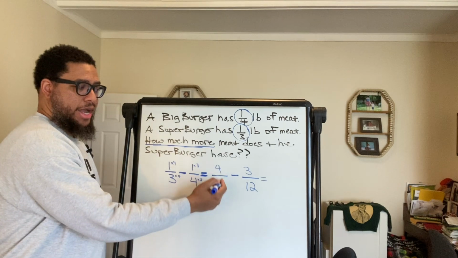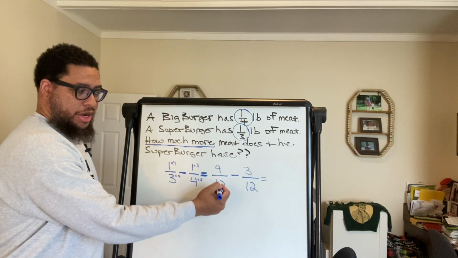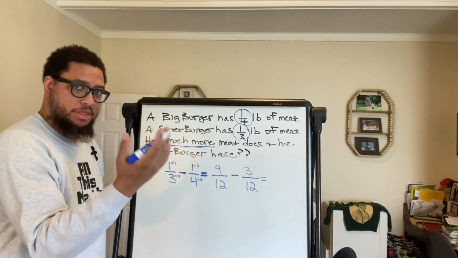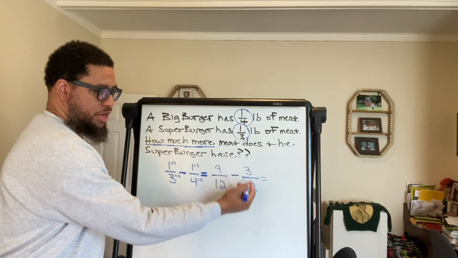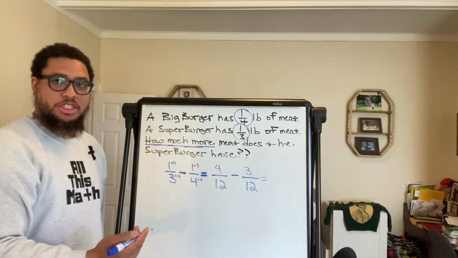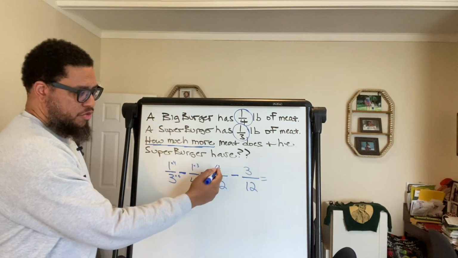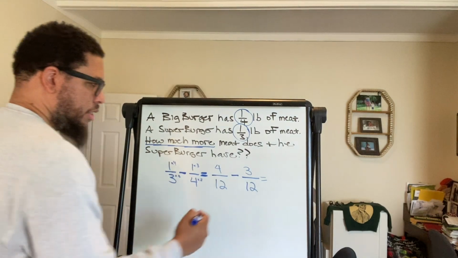So look, I can say, oh, I got 4 oranges. 12ths are like oranges in this scenario, and I'm taking away 3 oranges. 4 oranges minus 3 oranges leaves me with 1 orange. 4 12ths minus 3 12ths is 1/12.